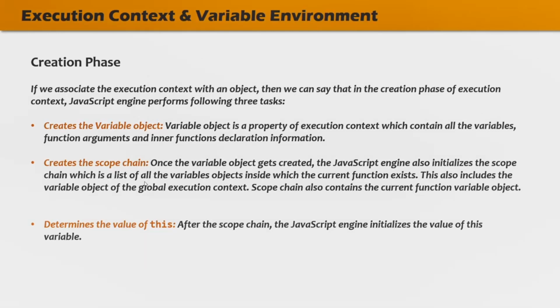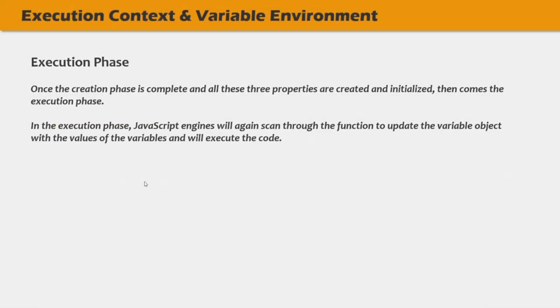Now, once the creation phase is complete and all these three properties are created and initialized, then comes the execution phase. In the execution phase, the JavaScript engine will again scan through the function code. It will update the variable object with the values of the variables, and then it will execute the code. Now again, we will talk about the execution phase of the execution context in great detail in one of the lectures of this section. In this lecture, we are going to focus on the first step of the creation phase, and that is the creation of variable object.